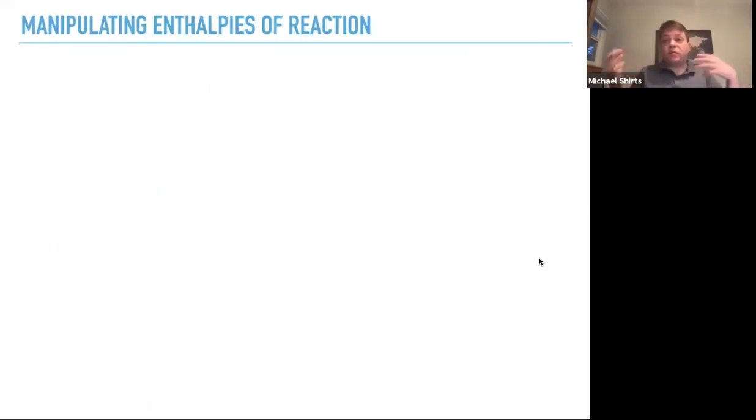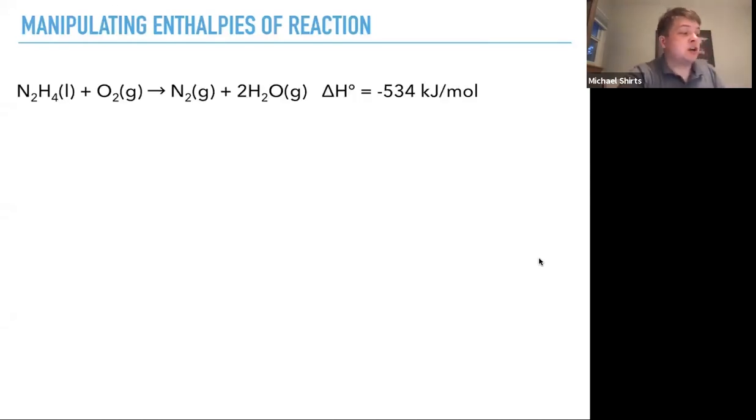Now, in order to do all this, in order to do calculations at different states, we need to manipulate the enthalpies of reaction. So let's review some of the rules there. People have gone to great expense to tabulate a lot of these reactions. So we write out here's an enthalpy of reaction for this particular oxidation of hydrazine.